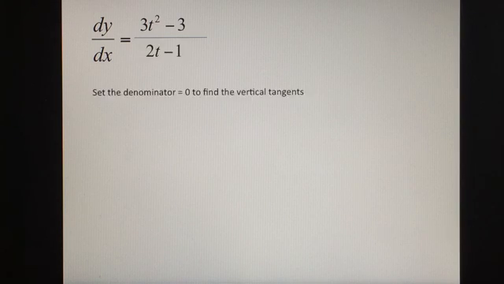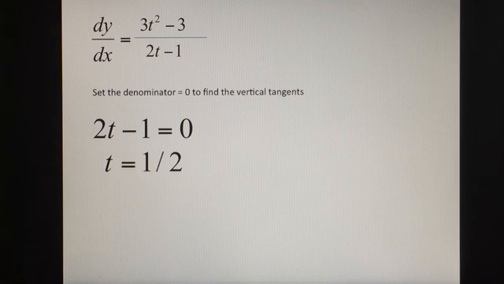Now we've got to find the vertical tangents. So again, using that slope, we've got (3t squared minus 3) over (2t minus 1). You're going to set the denominator equal to 0 to find the vertical tangents. So set the denominator equal to 0. 2t minus 1 equals 0, solve for t, t equals 1/2. Again, now we've got to find the actual x and y coordinates, not just that t value. So using t equals 1/2, substitute that back into our original parametric equations, and you'll find that x equals 1.75 and y equals negative 1.375.